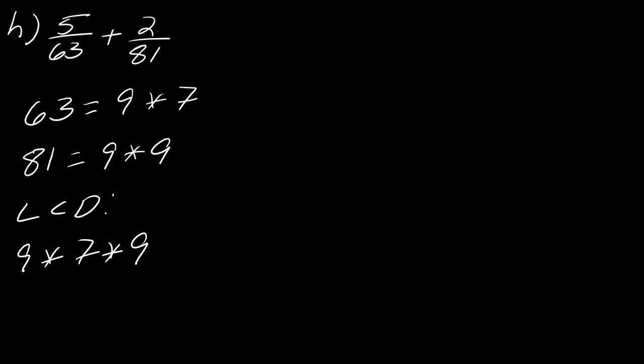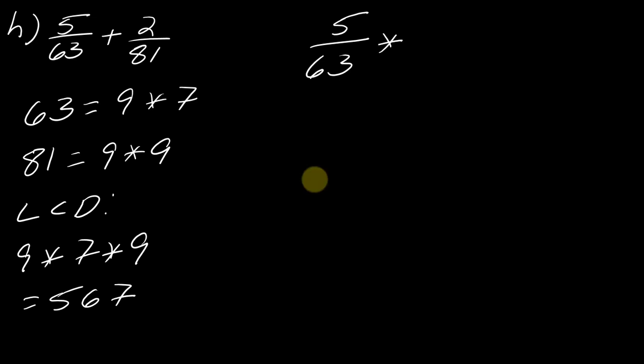So this is going to be a big number. You're going to get your fingers and toes. This LCD is 567. Yuck. Okay, so 5 over 63. So what do I multiply 63 by to get 567?